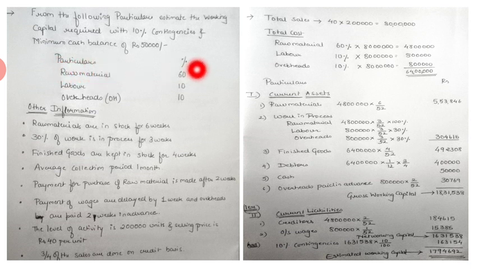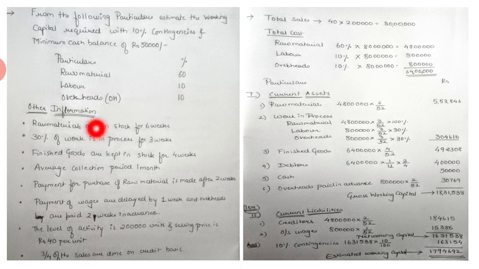Particulars and percentage is given. So raw material is 60%. Labor is 10% and overheads is 10%. So understand, in the previous problem that we have solved, these values were given as cost per unit, but in this particular problem these are given as percentages. So first we have to convert these into cost per unit or total cost and then use it in the calculation of estimation of working capital.